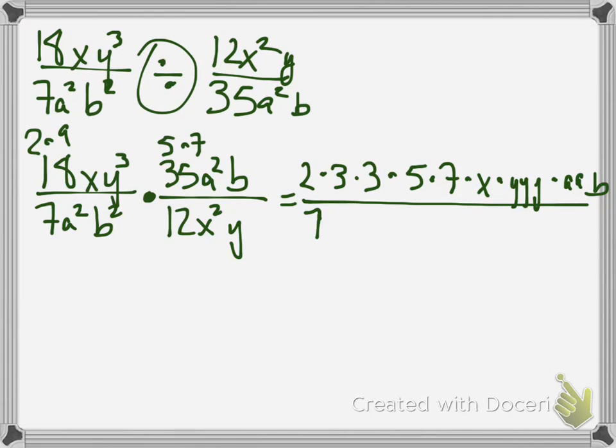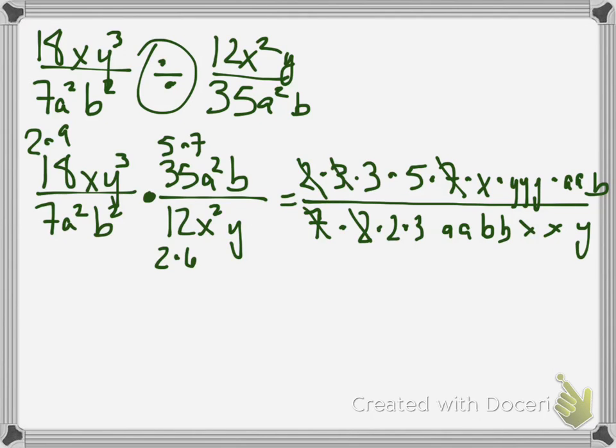All right. 7. And then 12 is 2 times 6. And 6 is 2 times 3. Then I can put 2 A's, 2 B's, 2 X's, and a Y. All right, so what can I cross out? I can cross out a 7. I can cross out a 2. I can cross out a 3. That would leave me with 15 over 2, it would appear, because I got 3 and a 5 on top. And I got only a 2 left on the bottom.